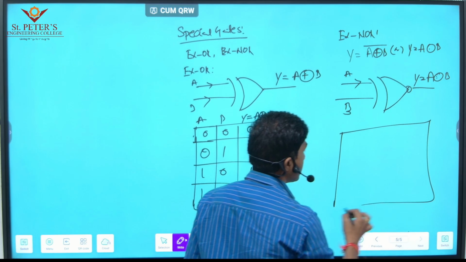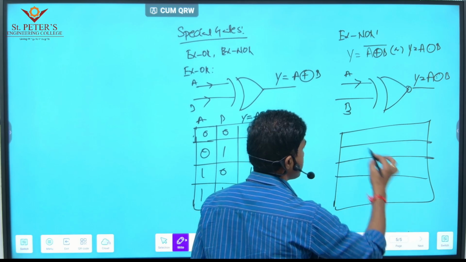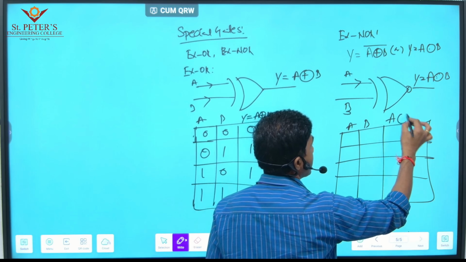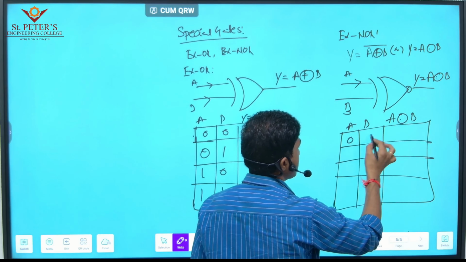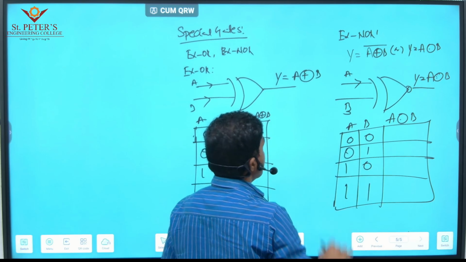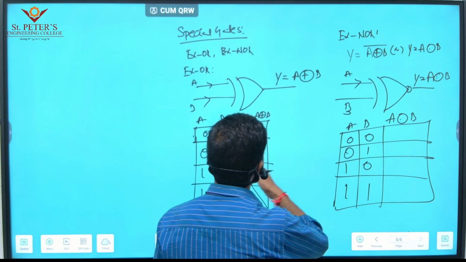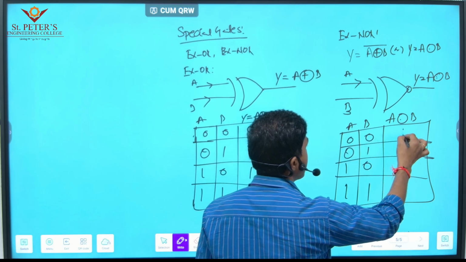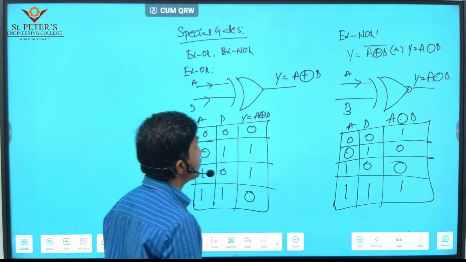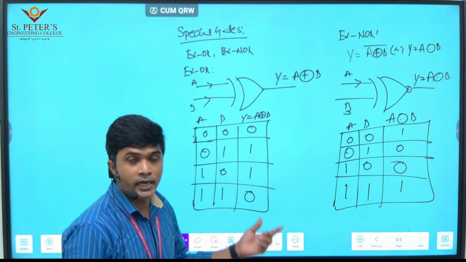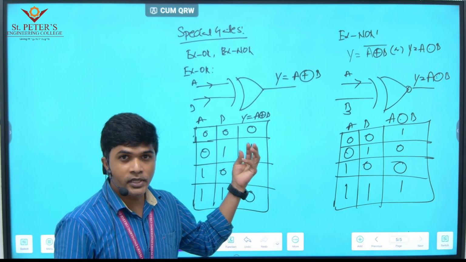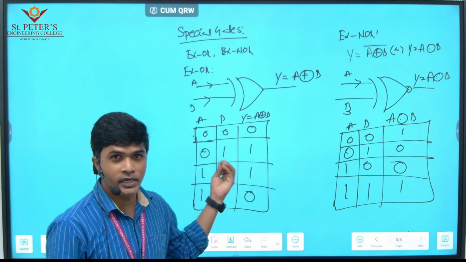If I draw the truth table of XNOR gate, A, B, A XNOR with B. With two variables we are going to get 4 combinations. So here it is exactly the opposite of your XOR gate. For 0 0, it is 1. For 1 1, it is 1. For the remaining, it is 0. So this is about logic gates and their symbols and truth tables. We have seen in this class the basic gates, universal gates and special gates. Thank you.